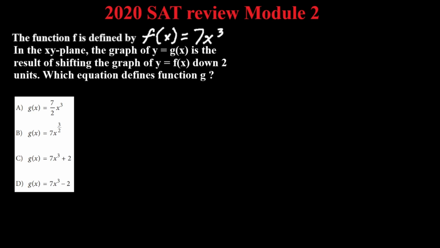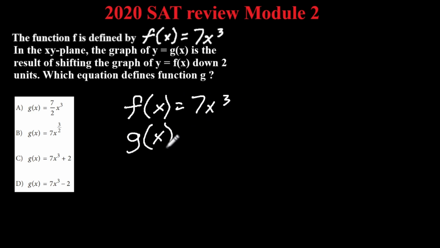Function f is defined by f of x equals 7x to the third power. In the xy plane, the graph of g of x is the result of shifting f of x down 2 units. Well, we start with f of x equals 7x to the third power. And then g of x is just shifted down 2, so we simply do minus 2. Shifting it up would have been plus 2, and shifting to the right would have been replacing x with x minus 2 inside here, and shifting to the left would have been x plus 2 in here. So the correct answer is choice D.